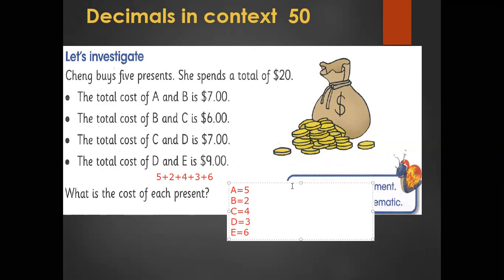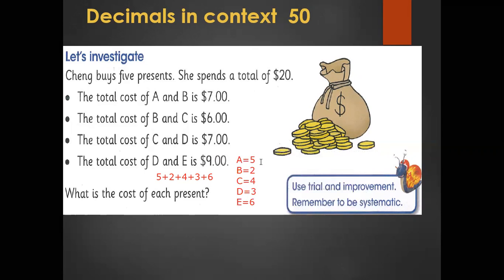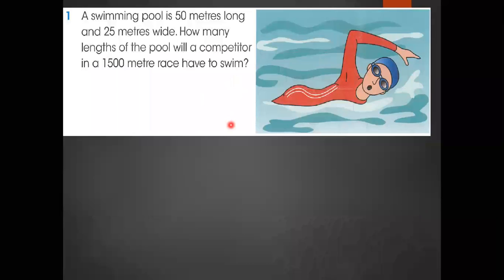Here are the answers. Okay, for the first, let's investigate. So with the help of this, we can find that once I add the total, it's equal to 20, and when I put it here, both are equal. Okay, so I hope you understand this. Let's move to the next part. A swimming pool is 50 meters long.